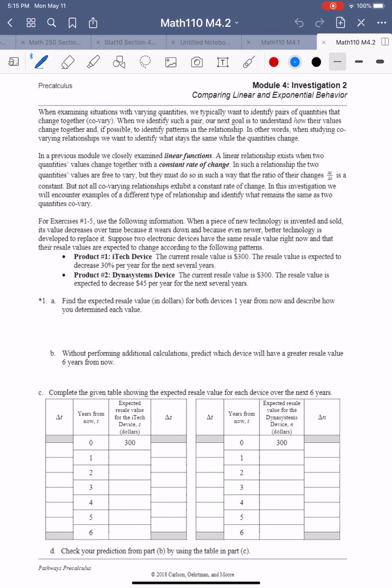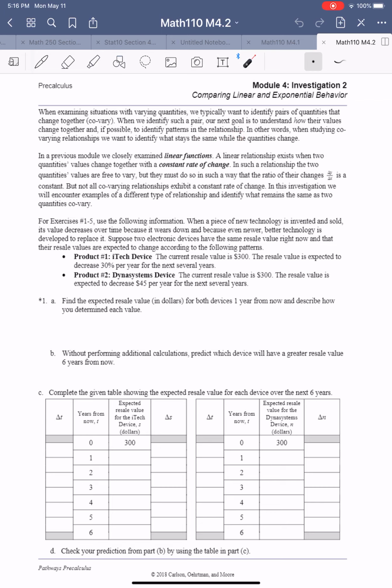Hello, this is Module 4, Investigation 2, about comparing linear and exponential behavior. When we examine situations with varying quantities, we typically want to identify pairs of quantities that are changing together, or covary. When we identify such a pair, our next goal is to understand how their values change together and, if possible, to identify patterns in the relationship.